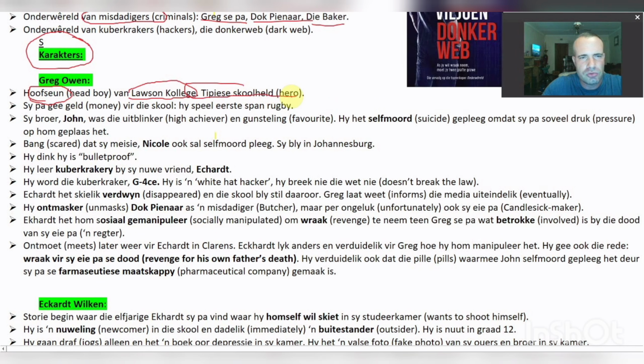He's your typical jock. He's your typical school hero. He's the head boy. He plays first team rugby. But we see that his dad is quite loaded. Hy sê gee geld vir die skool. He gives money, and that's why Greg, with limited talents, not the most talented guy actually, his dad kind of pays his way. That's why he plays first team rugby. That's why he's head boy. He was not the main candidate for head boy, probably not the best head boy. The deputy head boy was actually better.